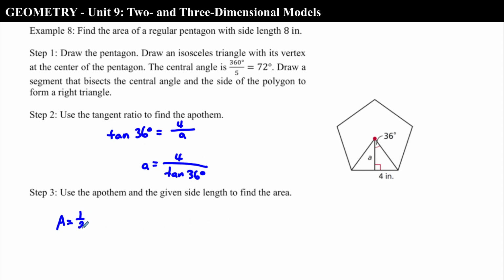So we have 1/2 of the apothem times the perimeter. We know that our apothem is 4 over the tangent of 36 degrees. And we know that our perimeter is going to be 40 because each side is 8. 8 times 5 sides gives us 40. Now, if you put all of this in your calculator in one go, parentheses and all, you're going to get 110.1 square inches.